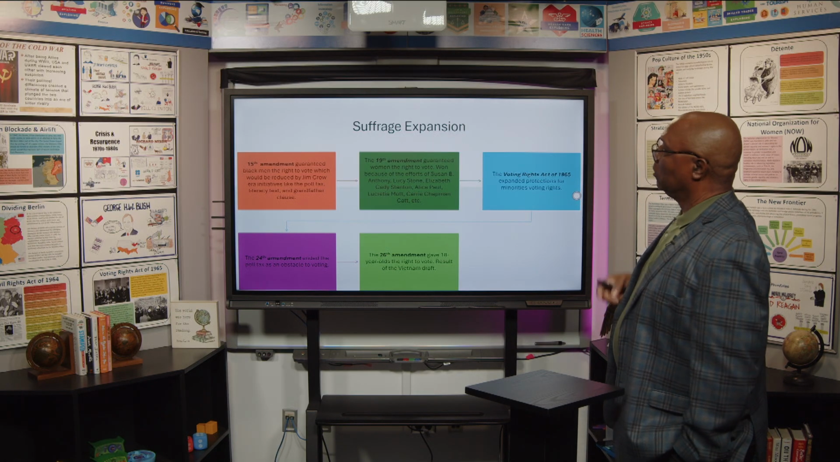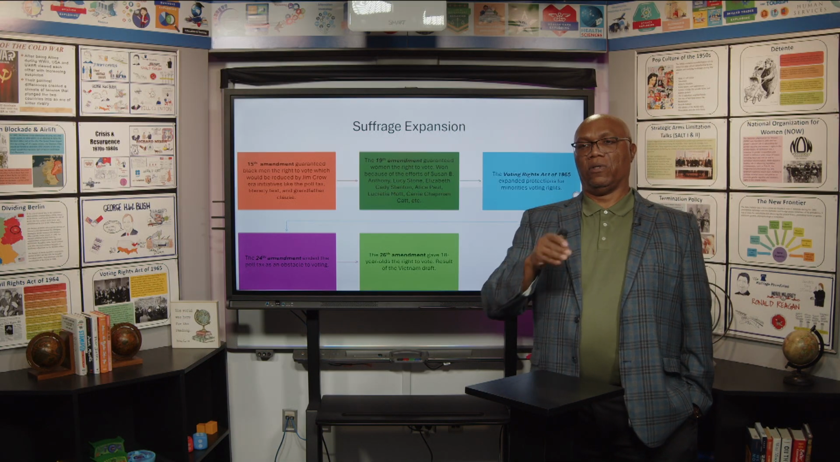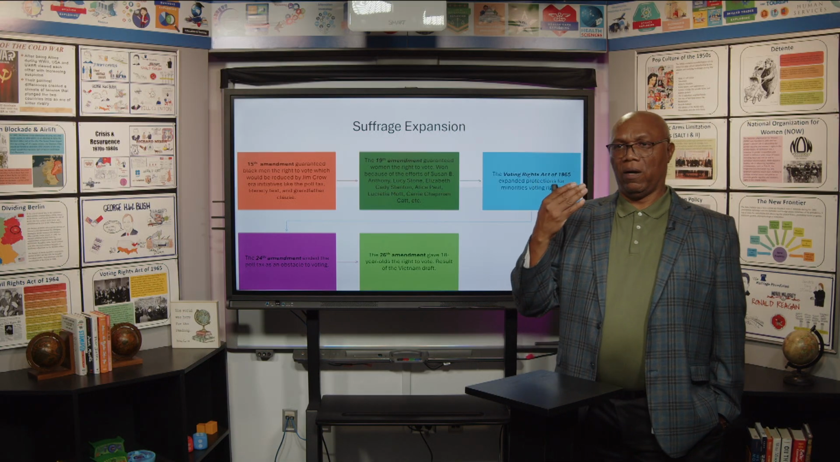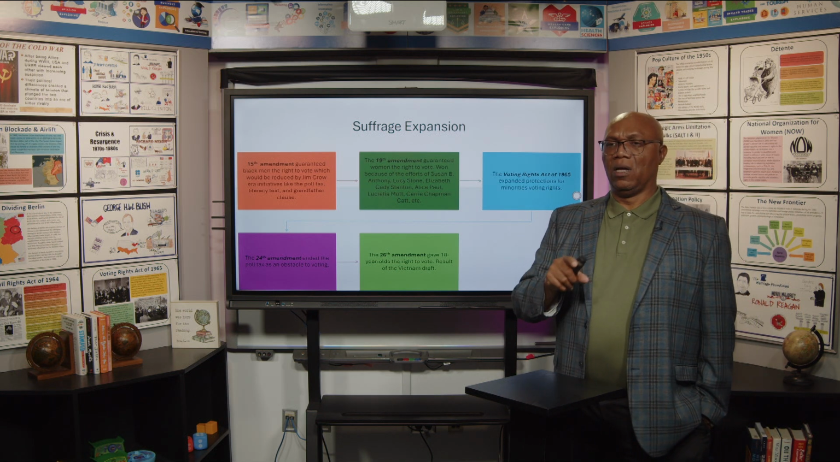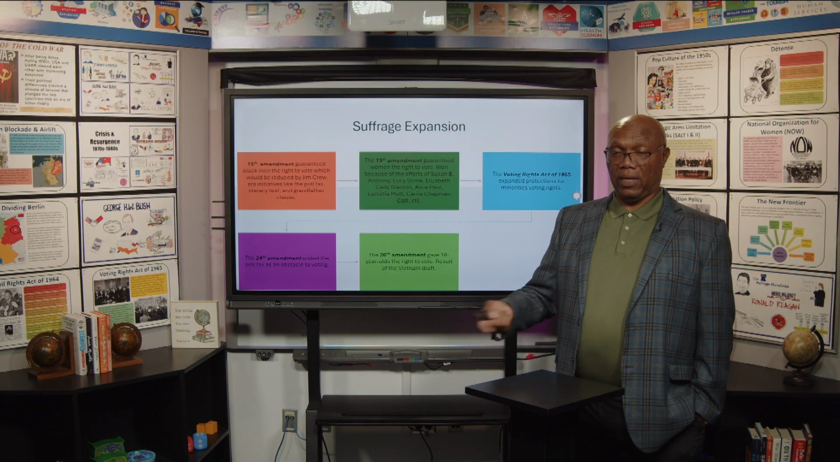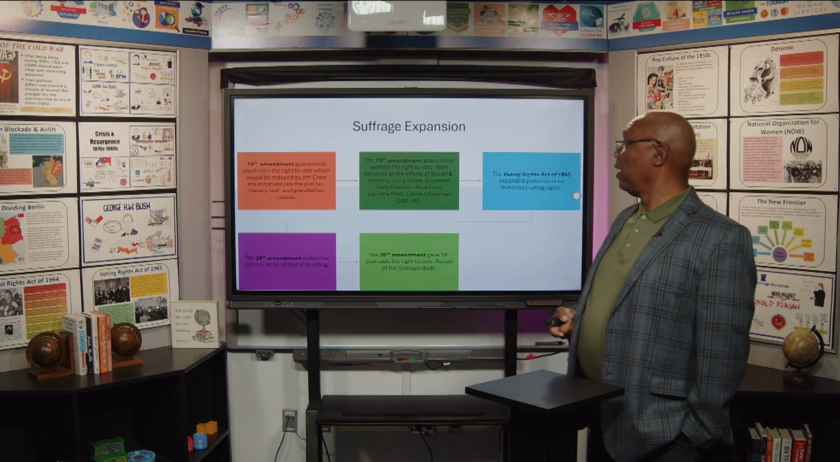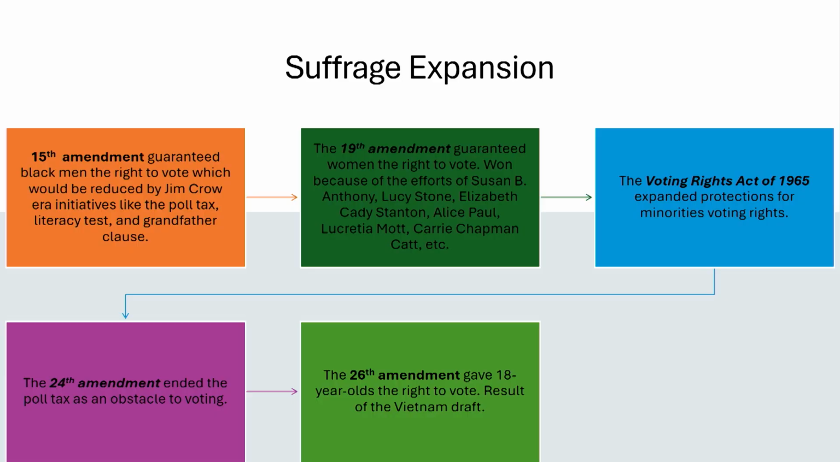15th Amendment. So we looked at suffrage in America in terms of the right to vote. If you were a free white landowner prior to the Civil War, there were some restrictions, but for the most part, if you were a male white landowner, you could engage in suffrage, or the right to vote. The 15th Amendment, following the Civil War, guaranteed black men the right to vote, which would be reduced by Jim Crow era initiatives like the poll tax, literacy test, and grandfather clause, yet they still, of course, had the right.